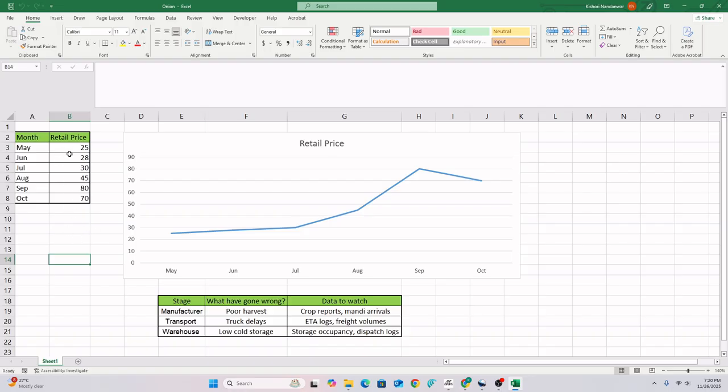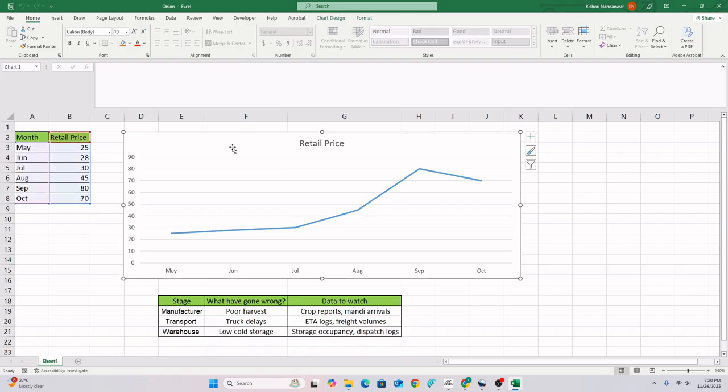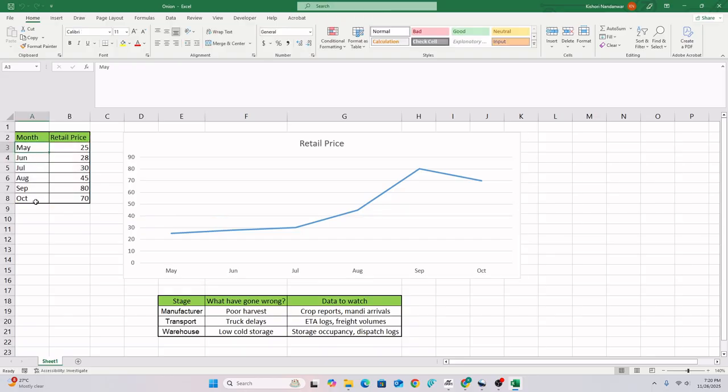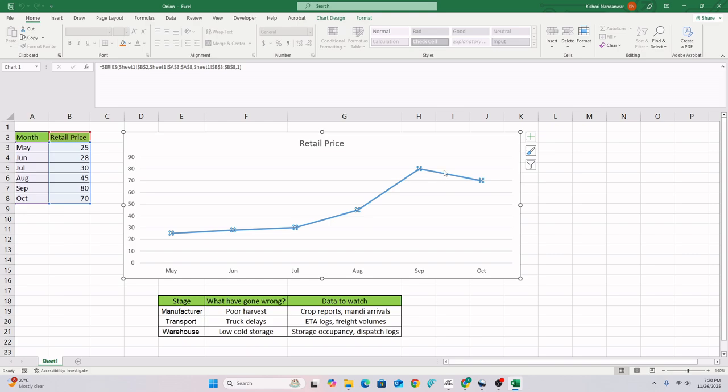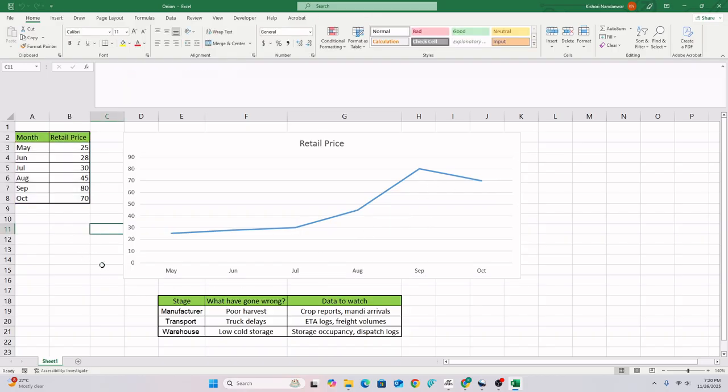Suppose this is one of the elements of your dashboard which shows data of onion prices from the month of May till October. You can see how the price line shoots up in September. That's the spike which people notice. But think from a data analyst perspective and try to analyze why this spike has occurred. Look at the three causes in this small table below the graph.